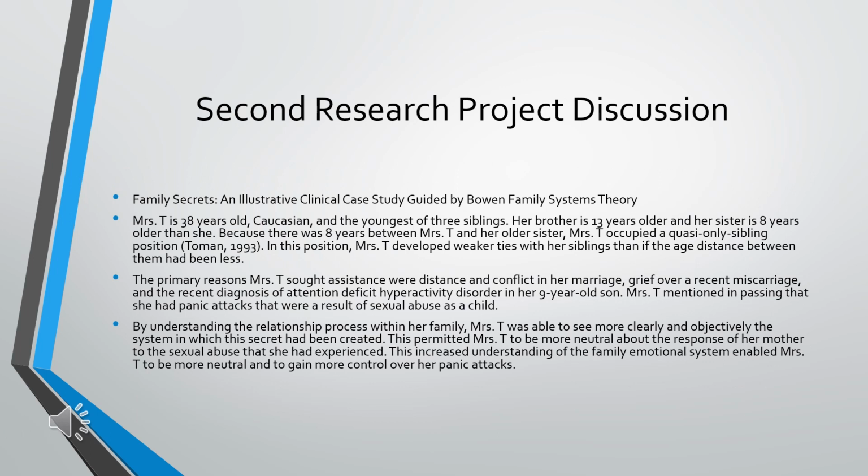The second research project discussion is on Family Secrets, an illustrative clinical case study guided by Bowen family systems theory. In this study, Mrs. T is a 38-year-old Caucasian and the youngest of three siblings. Her brother is 13 years older and her sister is 8 years older than she. Because there were 8 years between Mrs. T and her older sister, Mrs. T occupied a quasi-only sibling position. In this position, Mrs. T developed weaker ties with her siblings than if the age distance between them had been less.